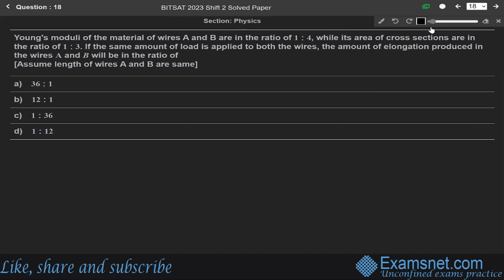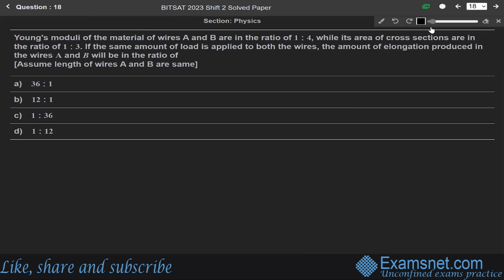Now next question 18. Young's moduli of the material of wires A and B are in the ratio 1:4, while their areas of cross section are in the ratio 1:3. The same amount of load is applied to both the wires, then the amount of elongation produced in the wires A and B will be in the ratio of.